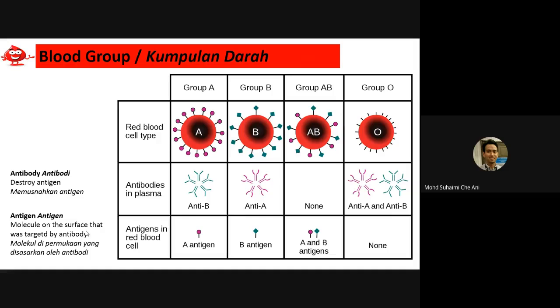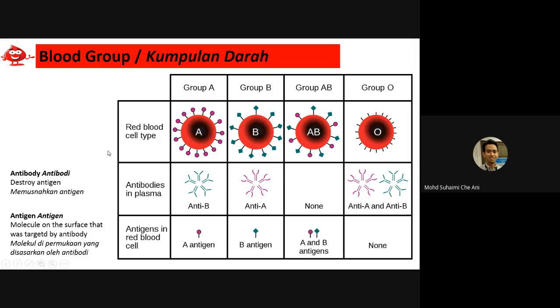Okay, Ryan, yes. Teacher, what will happen if you put the wrong blood group into someone's blood? Okay, we will learn after this. The blood will coagulate, menggumpal, and then they will die after that. But first we look at this first.